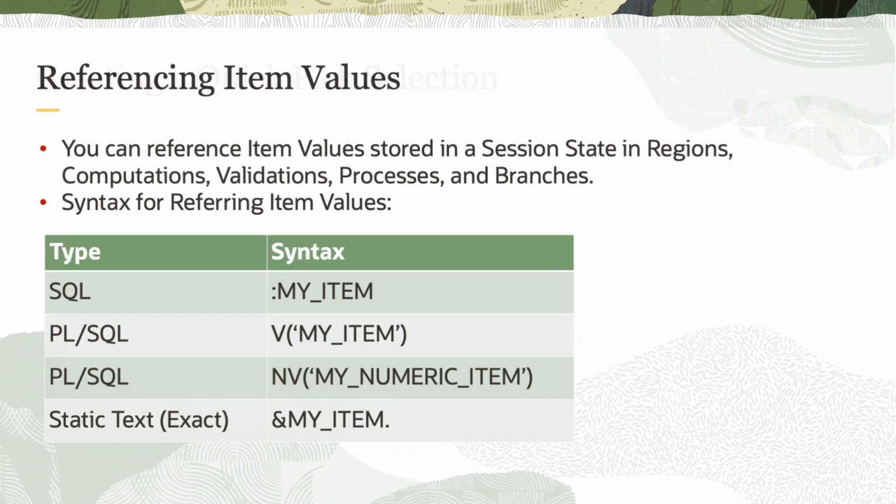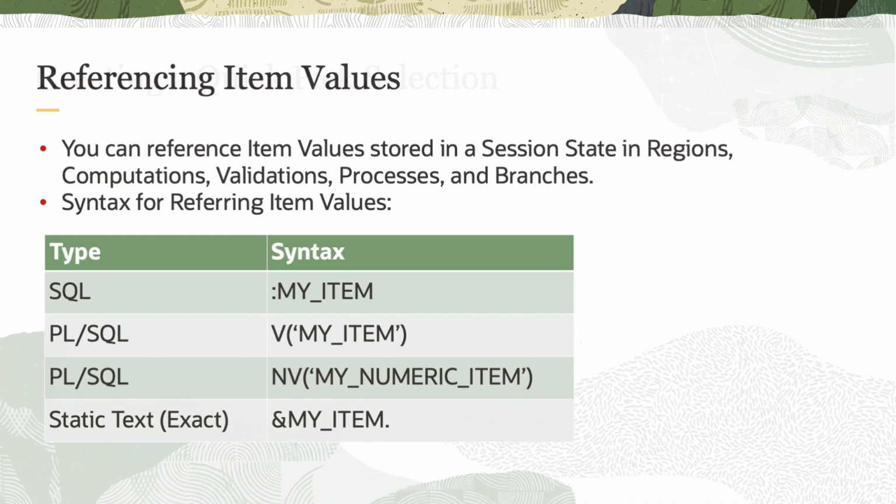NV('MY_ITEM') is the standard PL/SQL syntax referencing the numeric item value using the function. Use this syntax in PL/SQL code of packages or stored procedures and functions. Avoid this syntax in SQL statements. It may result in performance problems. &MY_ITEM. is used in static text for exact substitution. Exact substitution syntax should be avoided in SQL or PL/SQL code because it can result in SQL injection vulnerabilities.